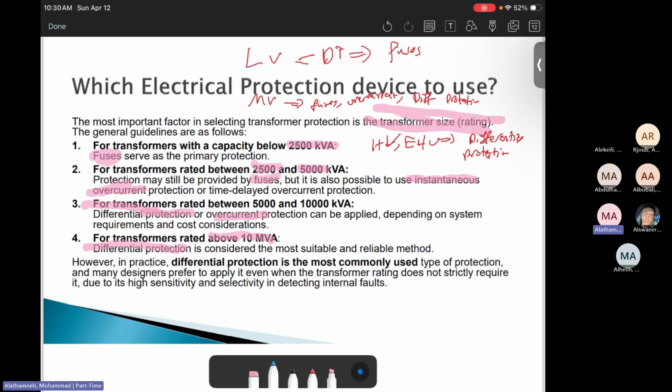Again, in this situation, number 1 is used only for low voltage, while number 4 is used for extra high voltage and high voltage, while numbers 2 and 3 are used in medium voltage. Okay? In practice, differential protection is the most commonly used, and the best thing is to use differential protection everywhere. But why are we not using it everywhere? Because it can be expensive and more complicated, therefore in low voltage there is no need for differential protection.